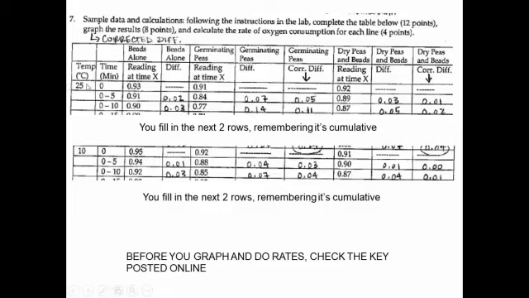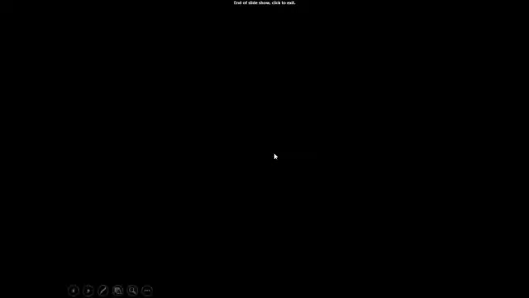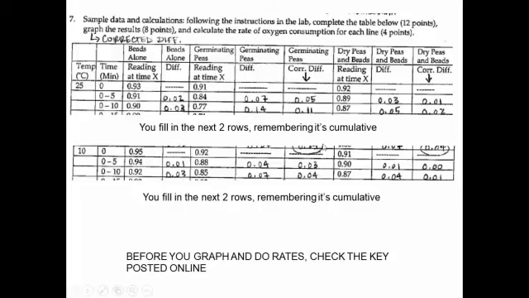So at 25 degrees Celsius, we have readings for the vial that has beads alone. We have readings for the vial with germinating peas. And we have readings for the vial with dry peas and beads. And we have time intervals, so we're reading at time 0, at 5 minutes, and at 10 minutes.